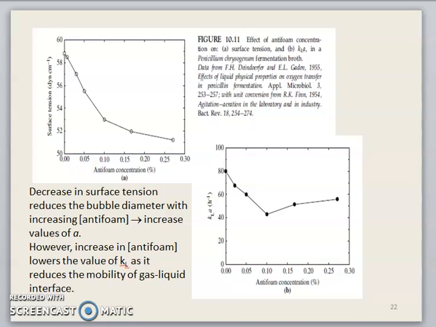These are the figures that show the effect of antifoam concentration on surface tension and KLa. Decreases in surface tension reduce the bubble diameter. In terms of antifoam, it increases the value of a. However, an increase in antifoam concentration lowers the value of KL as it reduces the mobility of the gas-liquid interface.